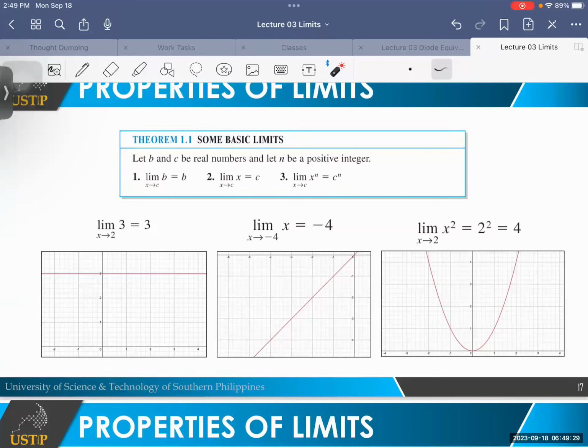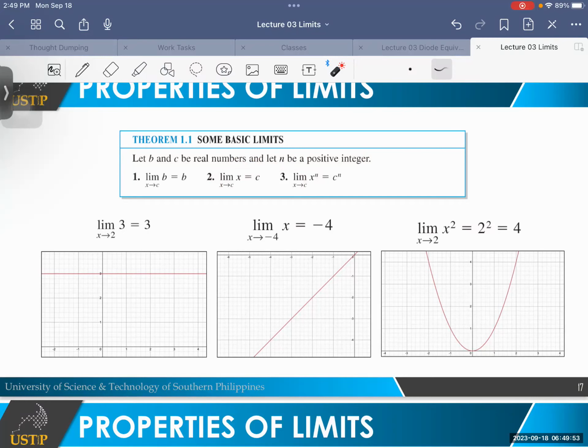Okay, number 3, the limit of x to the n, as x approaches c is equal to c to the n. And same like your previous, it's just the same, except that your n here for number 2 is 1. So just substitute the value, you substitute na ang c diri, same like x, and you will get the value of the limit.